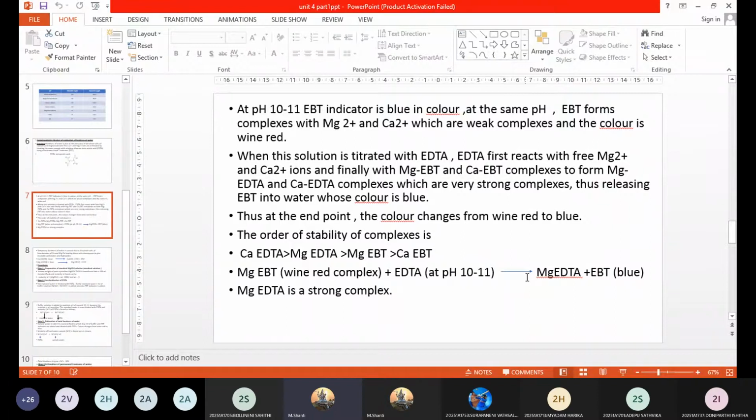And MgEDTA, what is its color? Colorless, ma'am. Very good. Since it is colorless, you get a blue color, and that is imparted due to the presence of the free indicator. Now, I'll play a video wherein you can see how the experiment is performed. Is it okay, girls?